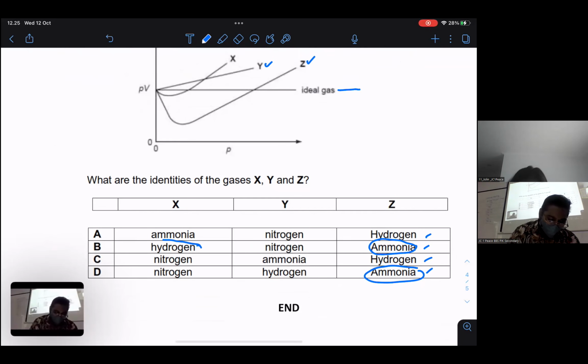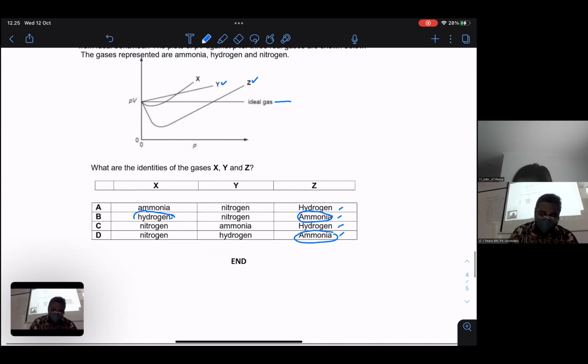The one that does not have a lot of intermolecular forces is hydrogen. How do I know that? Because hydrogen and nitrogen are both ID. But hydrogen, you see the size is 1 plus 1, 2. Nitrogen is 14 plus 14, which is 28. Nitrogen is bigger, more ID. So the answer is going to be B.